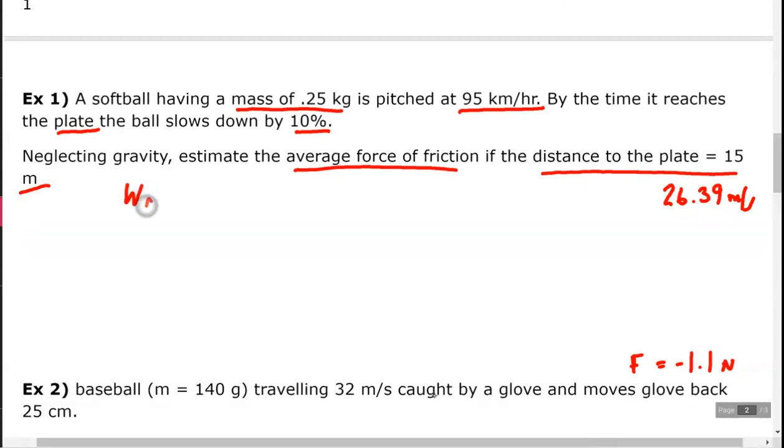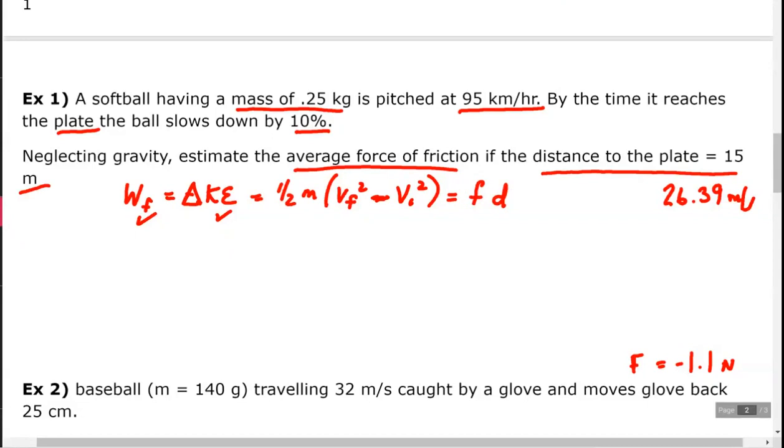The work done by friction, of course, it's a negative work, is going to be equal to the change in kinetic energy, which we already know is negative because it's going from a fast speed to a slow speed. So this is going to be negative and this is going to be negative, which makes sense. So it equals 1/2 m (vf squared minus vi squared). And that will equal the work done by friction, which will be the friction force multiplied by the distance. And of course, that's going to be a negative friction force.